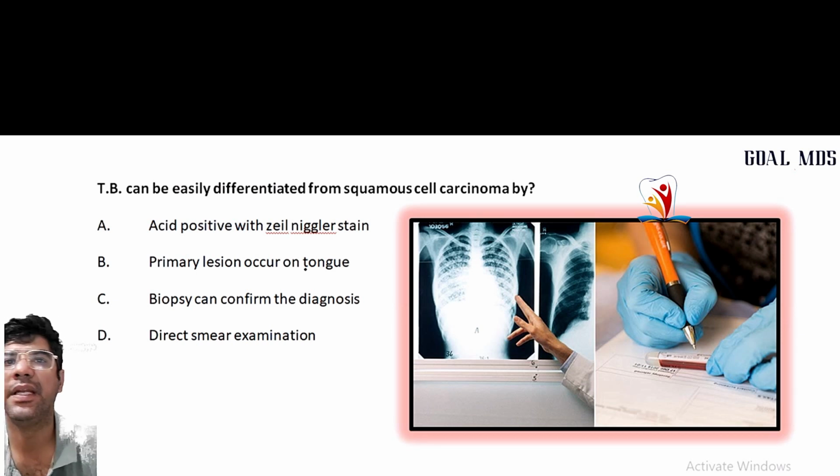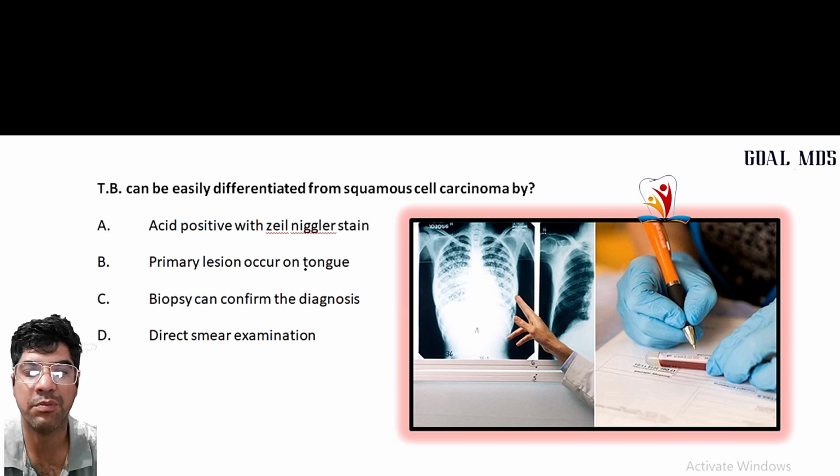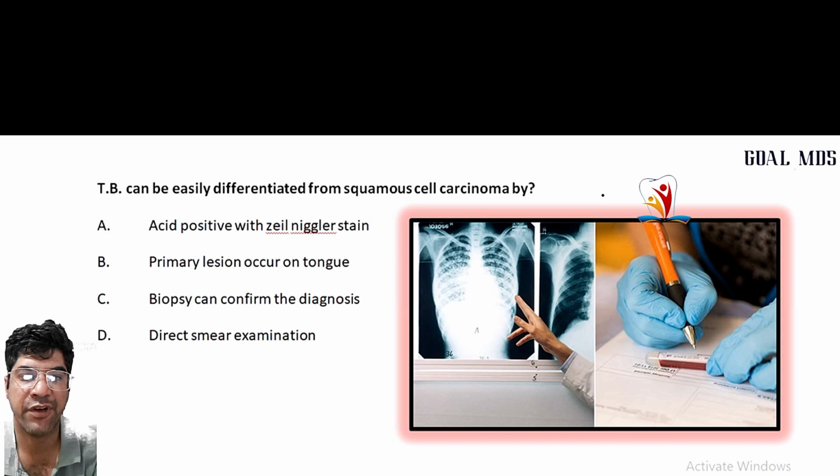Moving to the next question: TB can be easily differentiated from squamous cell carcinoma by the biopsy, which can confirm the diagnosis. A biopsy involves taking a tissue sample from the affected area and examining it under the microscope. In the case of tuberculosis, specific staining techniques and culture may be necessary to confirm the presence of Mycobacterium tuberculosis, whereas squamous cell carcinoma will show cancerous change in the tissue.